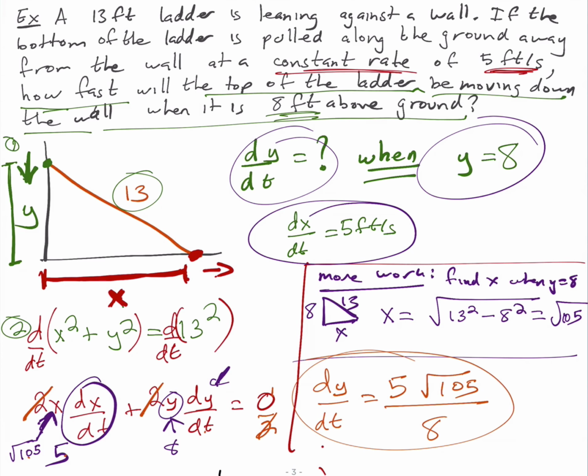Yes, it should be negative. Thank you. Does it make sense that it would be negative? What does it mean when a derivative is negative? It's decreasing, right? Does that make sense in the context of the problem? Sure, because it's going down, so the value of y, which is the height, is decreasing. So it makes sense that its derivative would be negative.